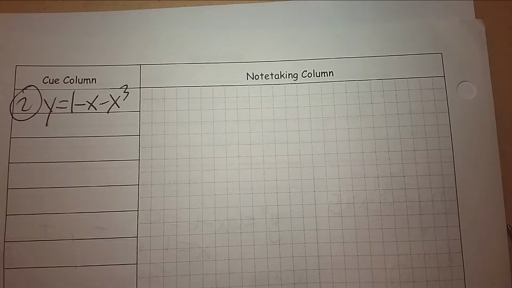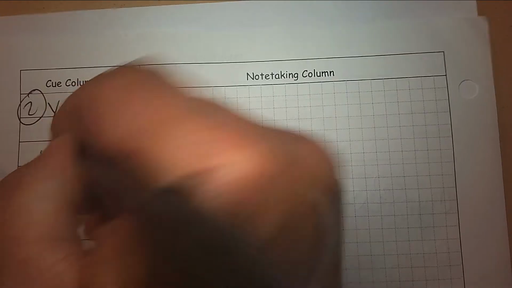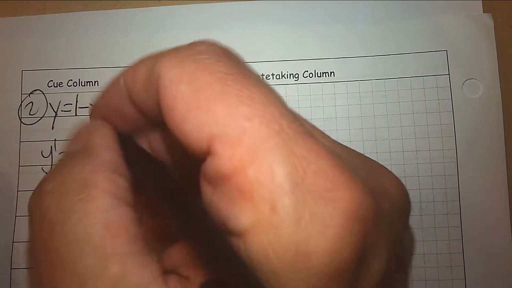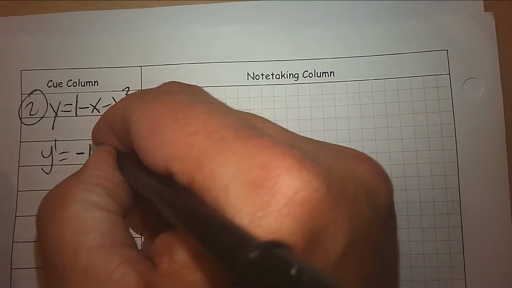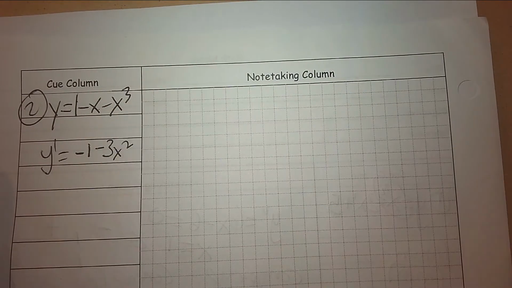So did you take the first derivative, equal to 0, solve it? How many answers did you get? How many critical numbers do you have? Do you get 2 numbers? So you took the first derivative. The derivative of 1 is 0. The derivative of negative x is negative 1. And this is negative 3x squared.